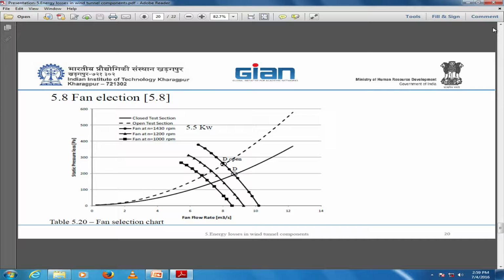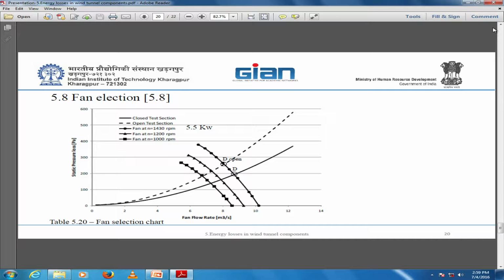The solid one is the closed test section, and the broken one is the open test section. And this is growing with the power of 3 of speed. The pressure is going by power of 2. And you want to find the working point of this exercise. It is not on that graph.